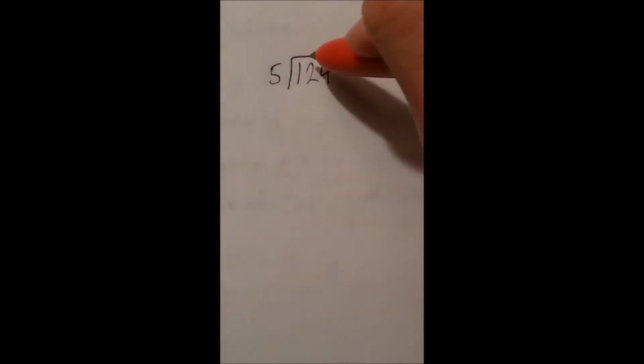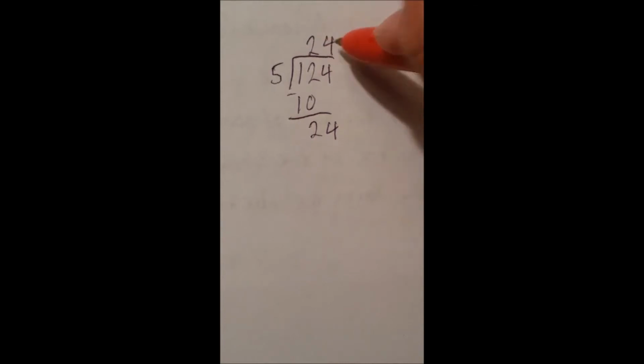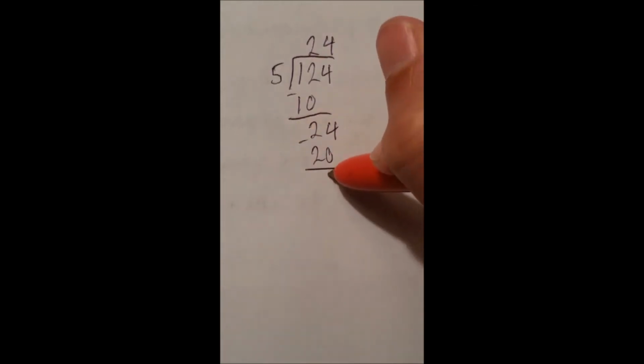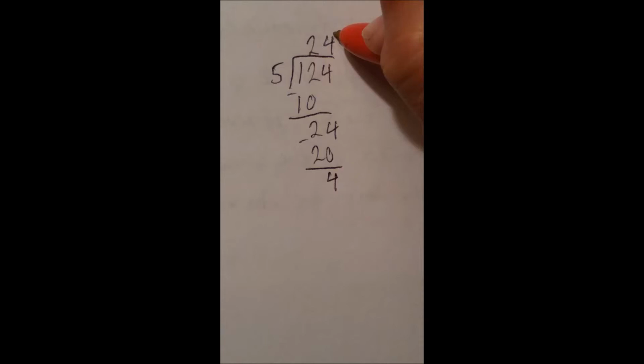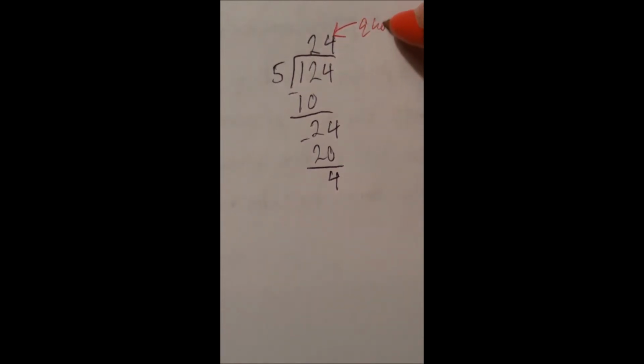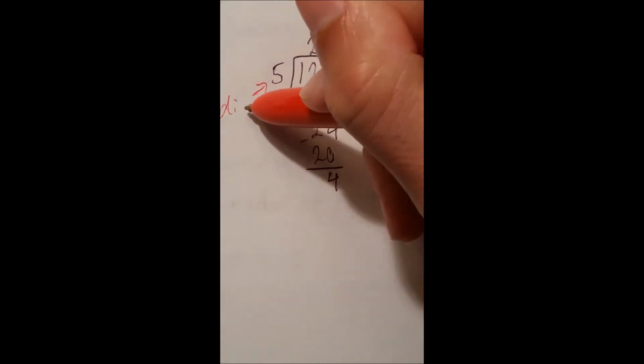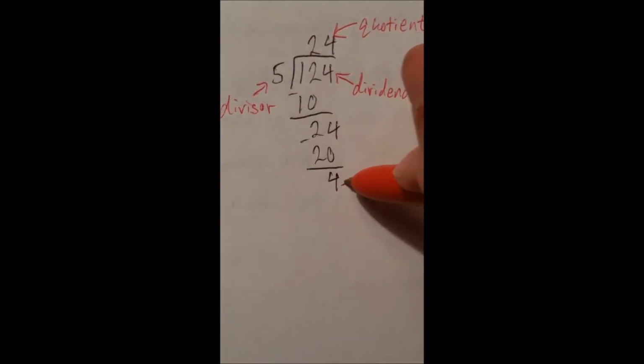Let's start with a straightforward example, simply dividing two real numbers using long division. Here we're going to divide 124 by the number 5. "24" is our quotient, 124 is our dividend, 5 is the divisor, and 4 is our remainder.